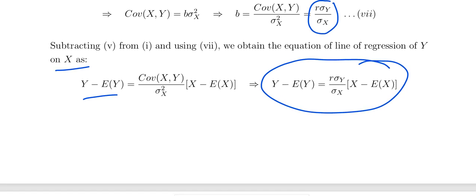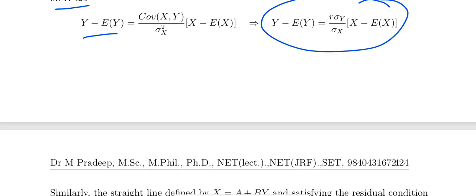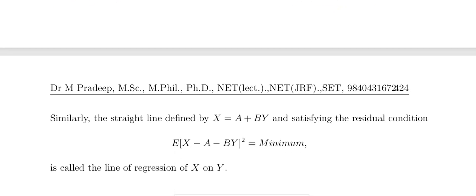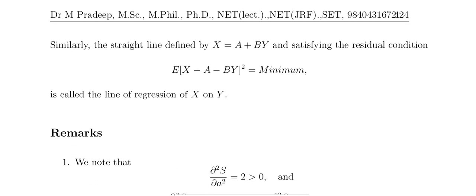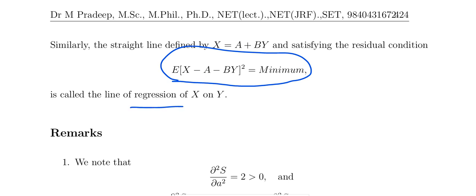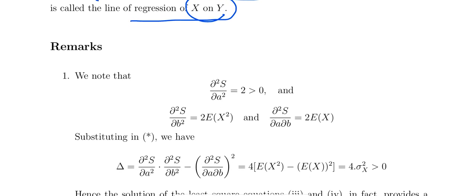Another form: similarly, for the straight line x equal to a plus by satisfying the residual condition, E of (x minus a minus by) whole square equal to minimum, that is called the line of regression of x on y. So this is another form. E of (y minus a minus bx) whole square equal to minimum is the regression equation of y on x, and this one is the regression equation of x on y. Am I correct? So this may be new for you.